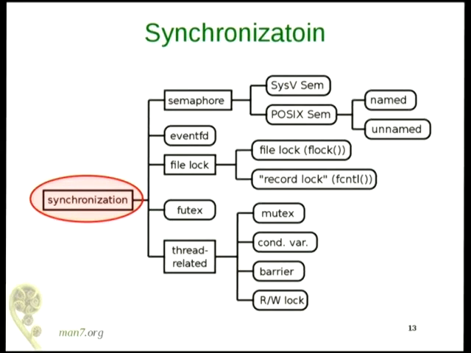Synchronization, again, there's a number of categories that you can divide things into. Semaphores, event file descriptors, which I might find a brief amount of time to talk about depending how we go today. File locks, again, which I might find a brief amount of time to talk about. Futexes, which I won't talk about because they're a very low-level mechanism. Futexes are used to implement semaphores or POSIX semaphores and some of the thread synchronization methods, and then there's a bunch of thread-related synchronization methods. Mutexes, condition variables, barriers, read-write locks, and I won't go into those today.